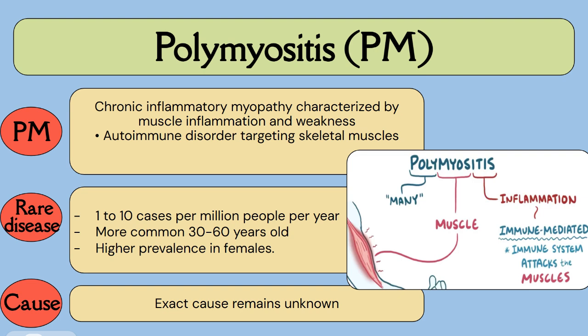Polymyositis is considered a rare disease with an estimated prevalence of 1 to 10 cases per million people per year. It is more common in adults between the ages of 30 and 60, with a higher prevalence in females. The exact cause remains unknown, but it is believed to result from an abnormal immune response that attacks skeletal muscles, leading to chronic inflammation and muscle fiber degeneration.